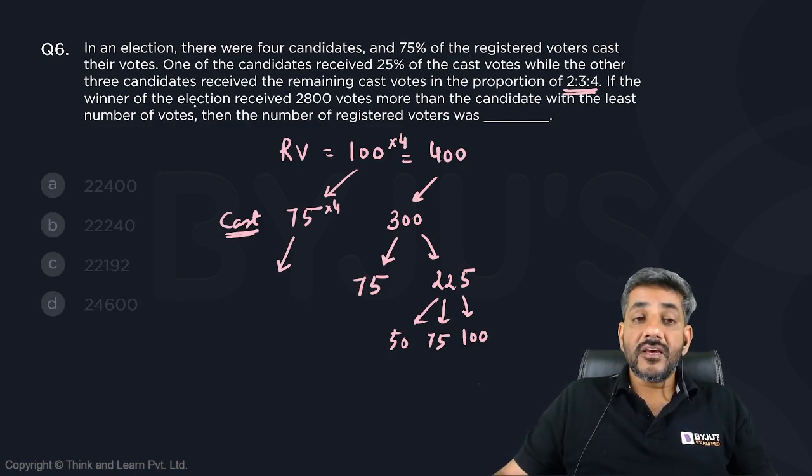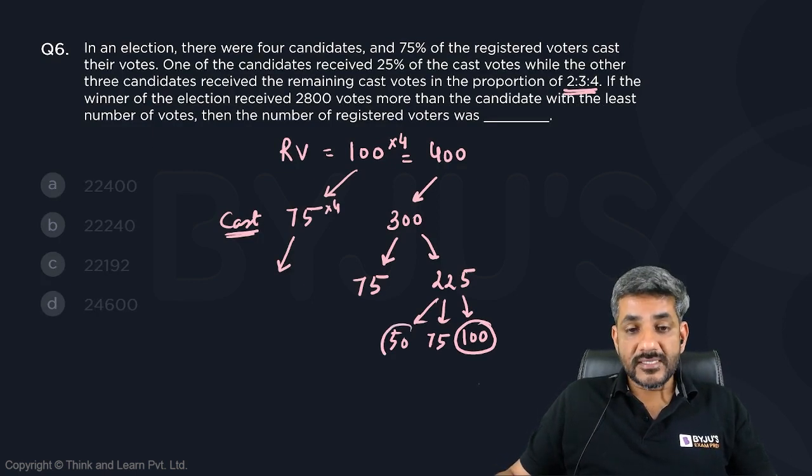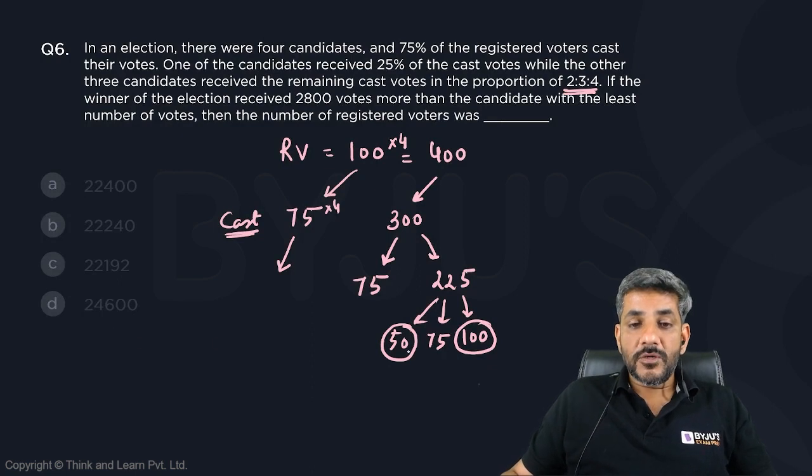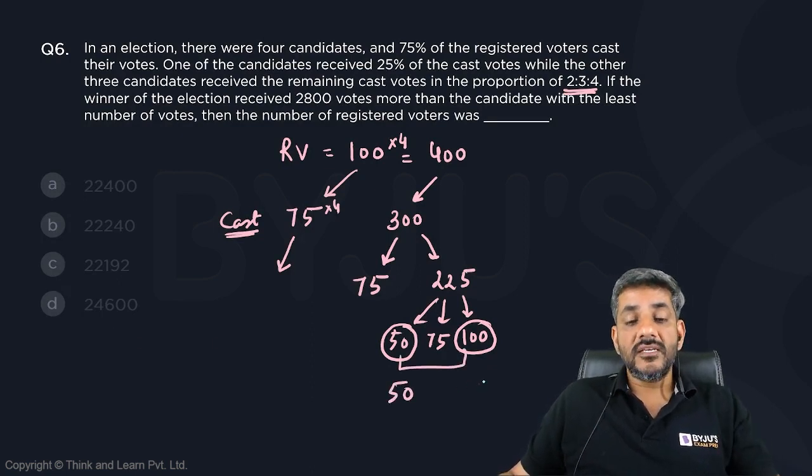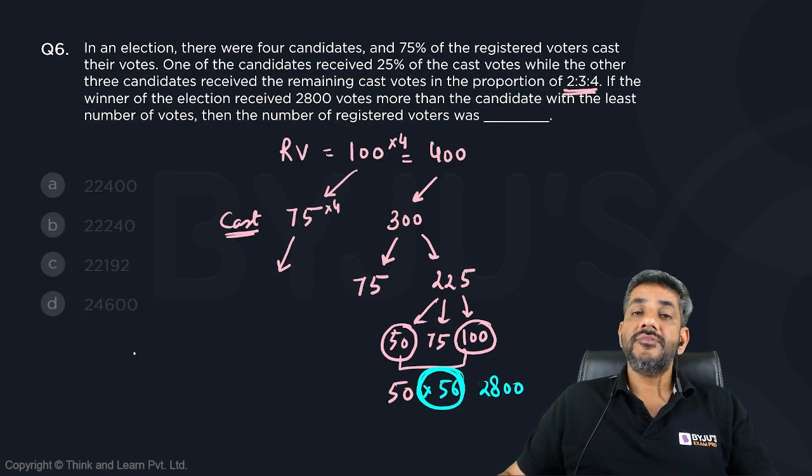He says the winner of the election, that is this guy, got 2800 votes more than the candidate with the least number of votes, that is this person. The difference between 100 and 50, it should be 50, but according to the question, it should be 2800. So can I say the question wants everything to be 56 times? The question wants everything to be 56 times.